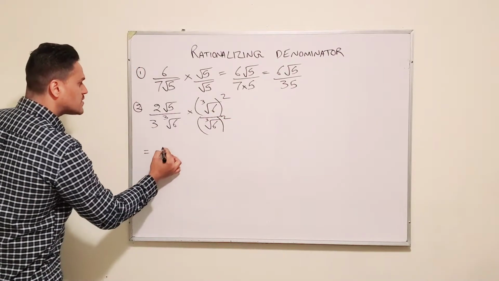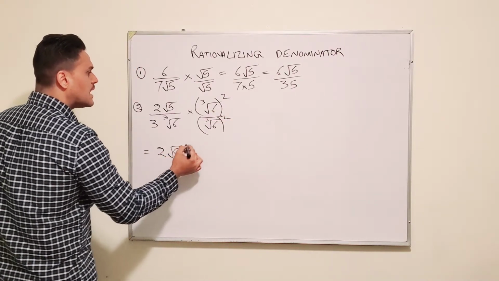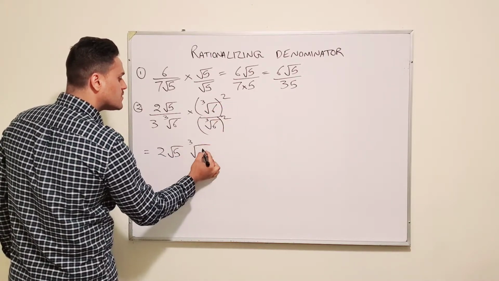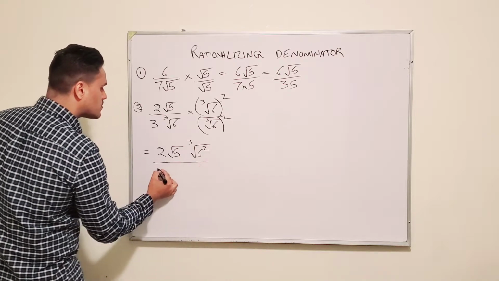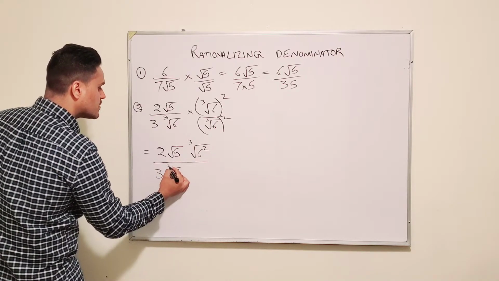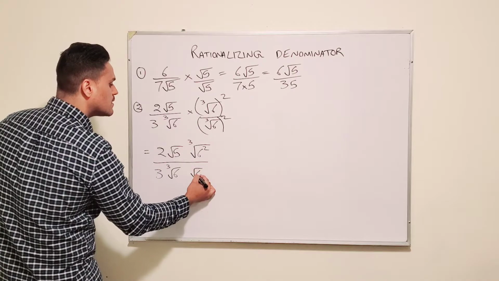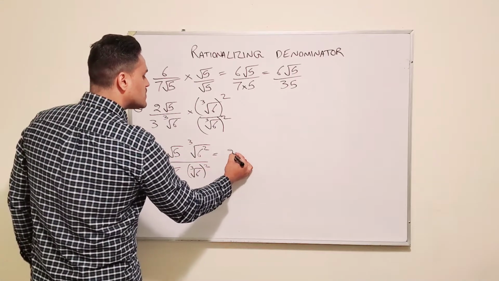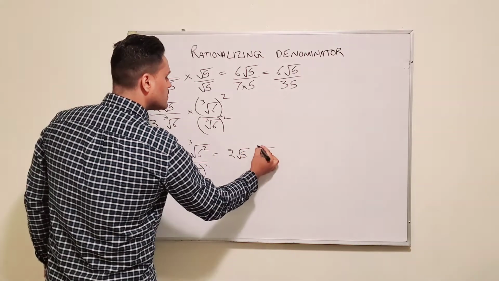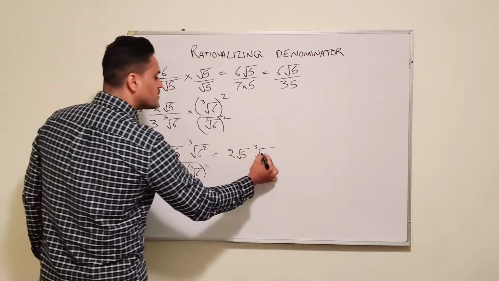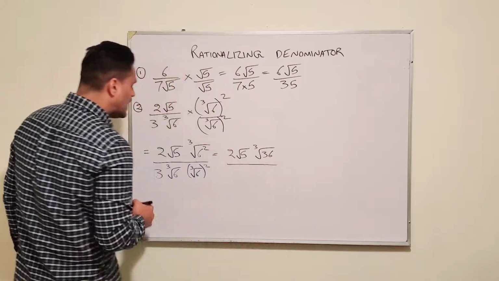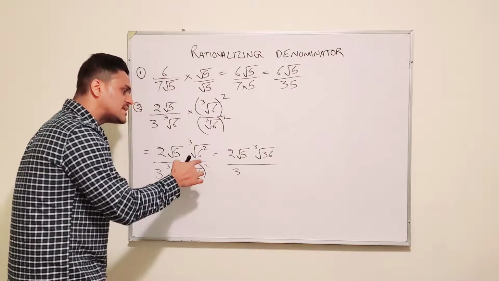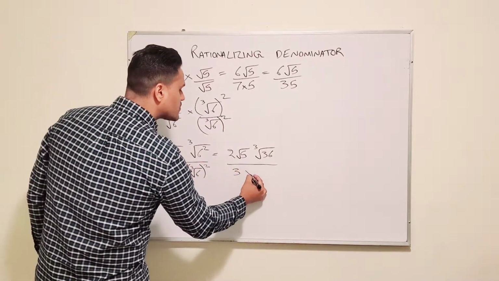Okay, so this is going to be 2 square root of 5. Now what we're going to do is we're going to squeeze the square in there and it's going to become cube root of 6 squared over 3 cube root of 6 times cube root of 6 times cube root of 6. Okay, so this is going to be 2 square root of 5 cube root, and 6 squared is going to be just 36. And guys, we have 3 at the bottom. Cube root 6 times cube root 6 times cube root 6 is just going to be 6, folks.